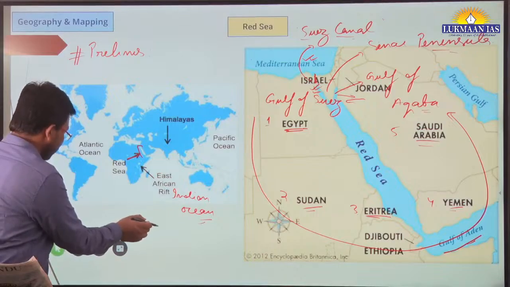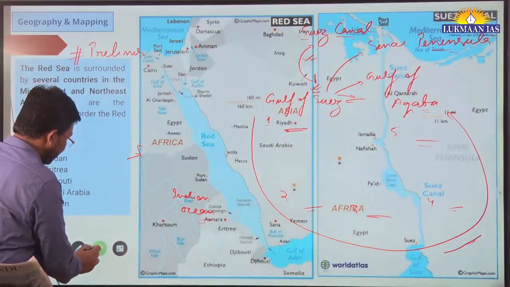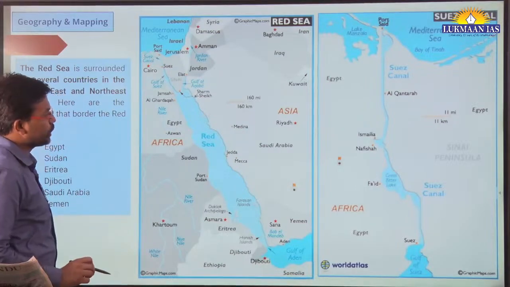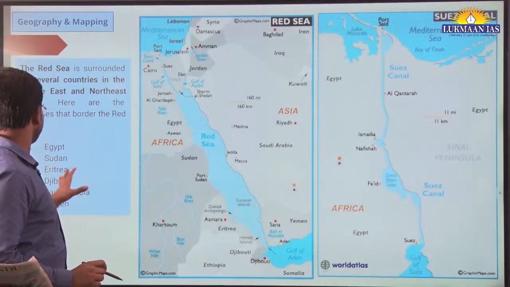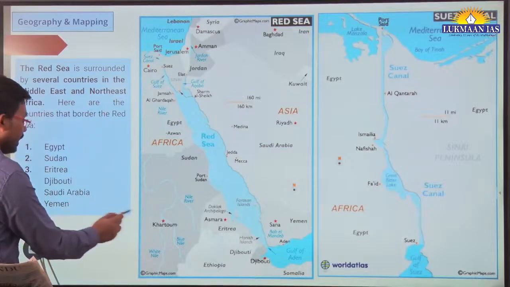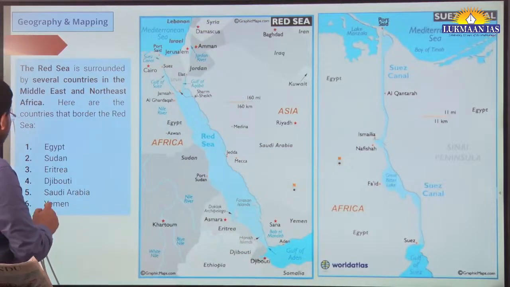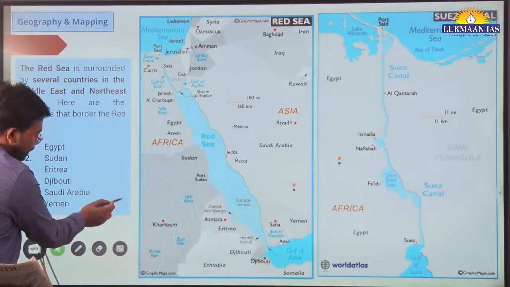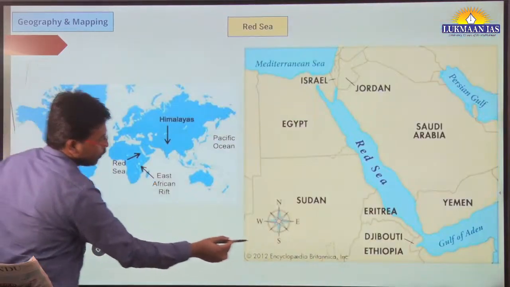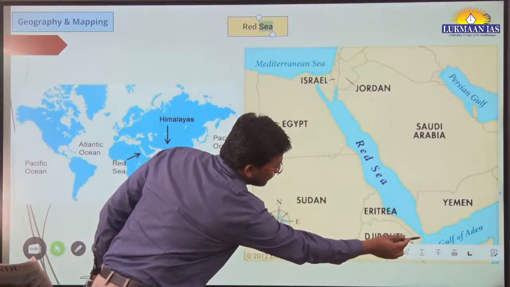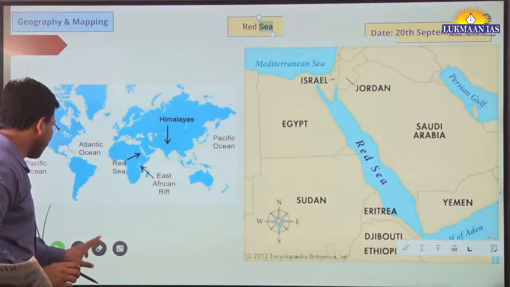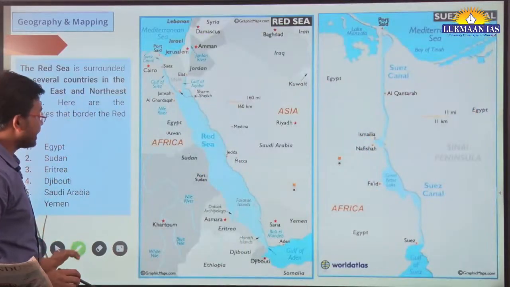So we are going to see one more map of the Red Sea to be sure about these things. Here Yemen was also one of the countries. Then Djibouti is a country which is there. Just a minute. Over here we have Djibouti. This small portion is Djibouti, so that also shares border with the Red Sea. So in all there are 6 countries.